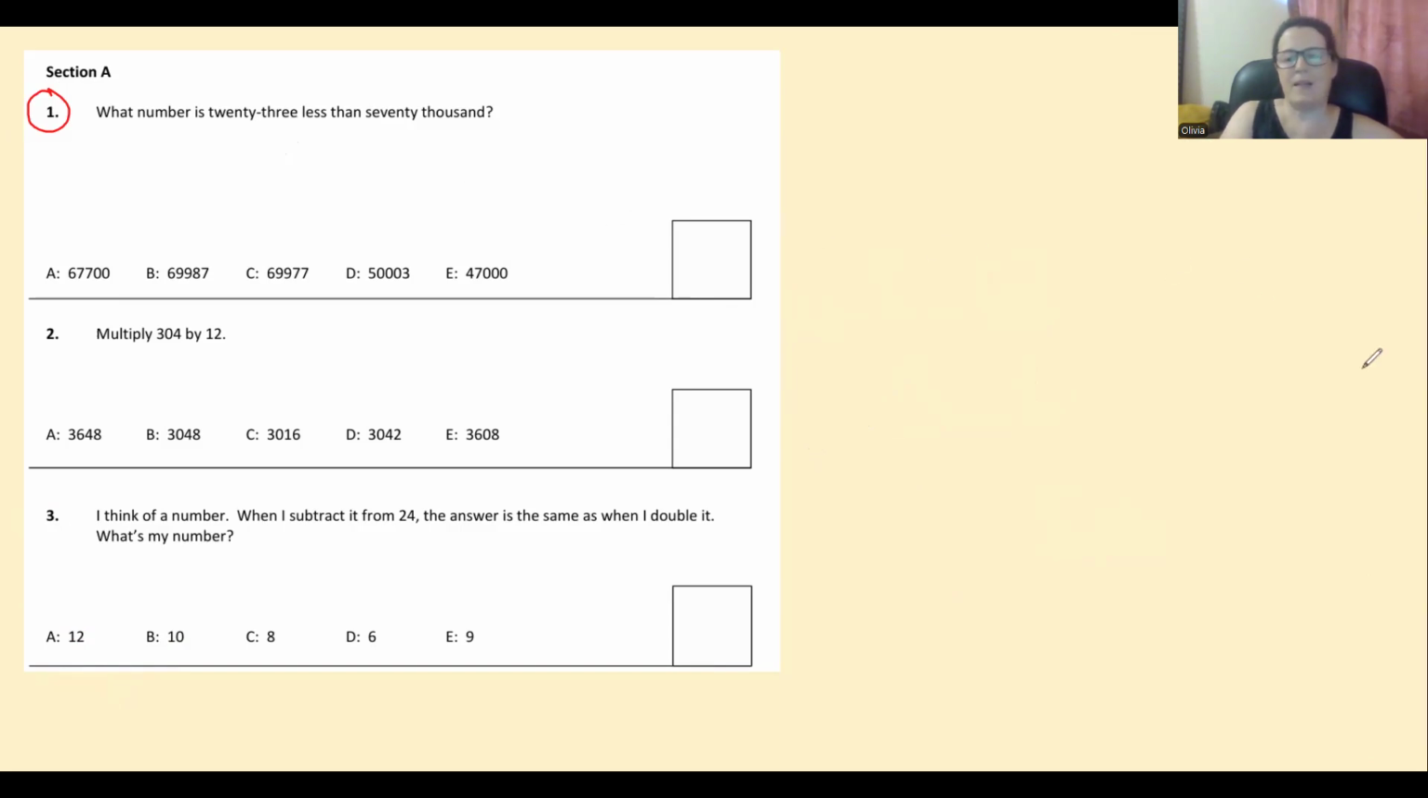23 less than 70,000? So we could go 70,000, subtract 23 is one strategy. Another strategy, however, would be to look at the answers. And immediately, if you think 23 from 70, estimate the answer. Or you might know it straight away. But it's definitely not 47,000. It's too low. It's not 50,003. It's too low. If I go to A, 67,700, again, it's too low.